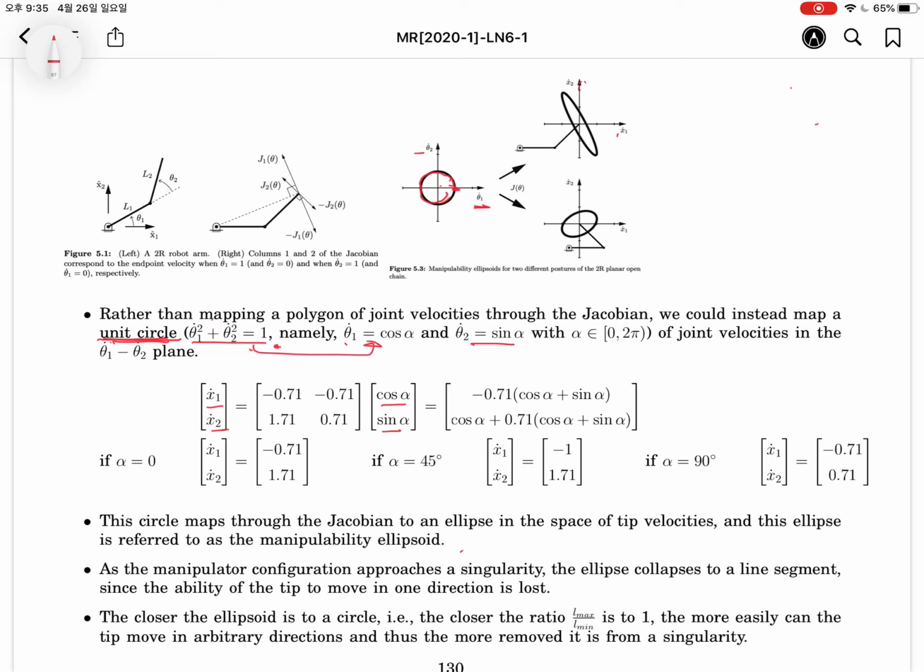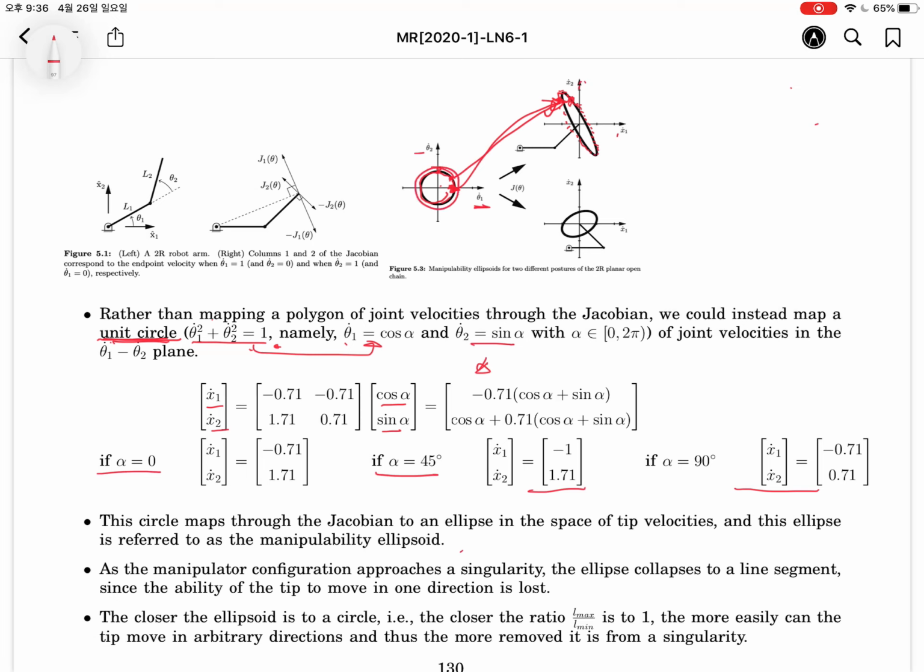To get some insight from this equation, we will apply numerical data. As alpha is 0, this point will be applied to maybe this point. I'm not sure. Anyway, when alpha is set as 45 degrees, maybe the minus 1, the same point. So maybe this point for 45. Like this, we can indicate every point according to the variation of the unit circle.